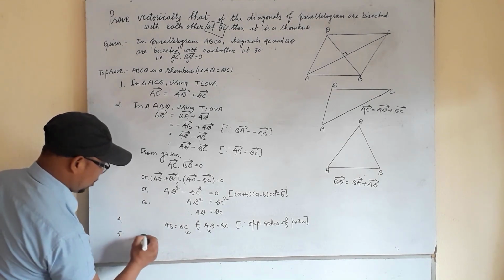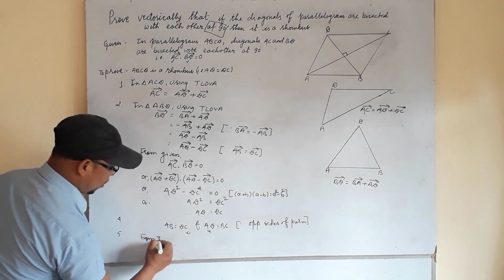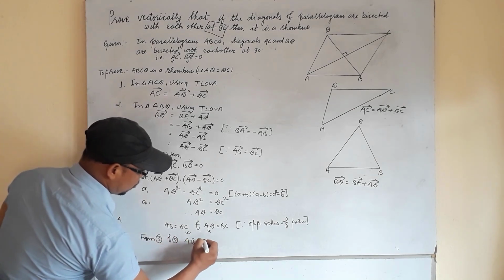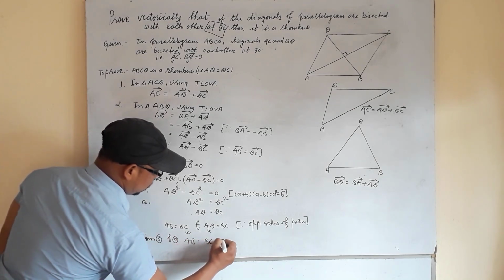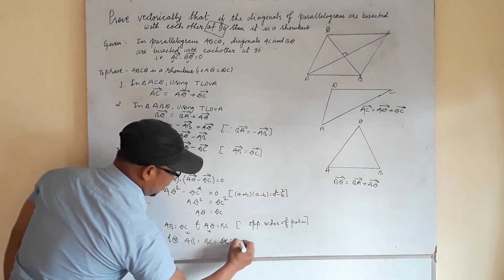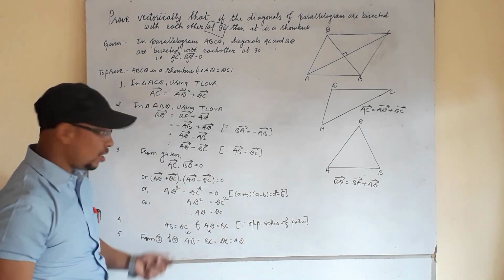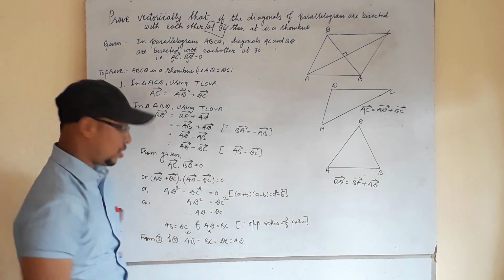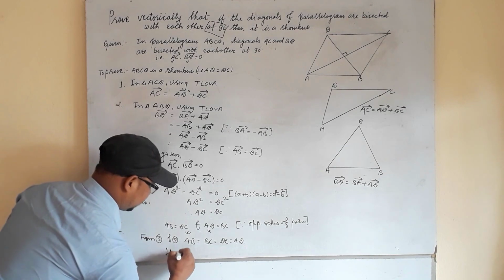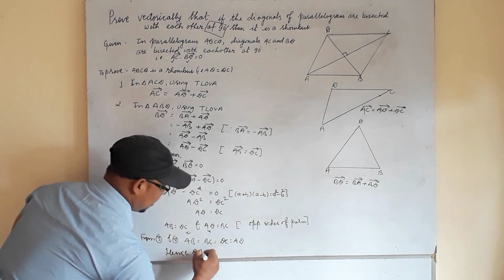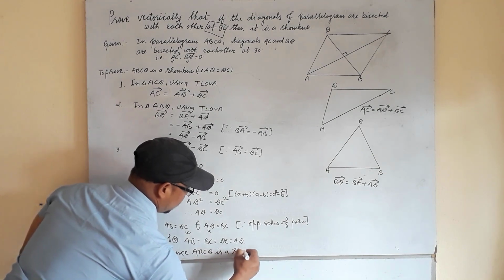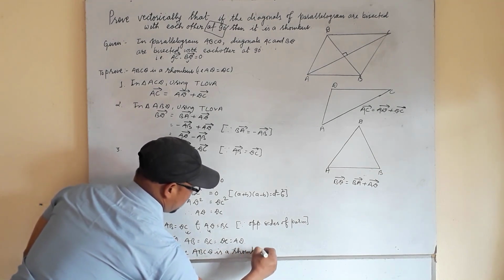Now five number, from three and four, you can write AB equals BC equals DC equals AD. All are equal. As all sides are equal, we can say it is a rhombus. Hence ABCD is a rhombus. Hence proved.